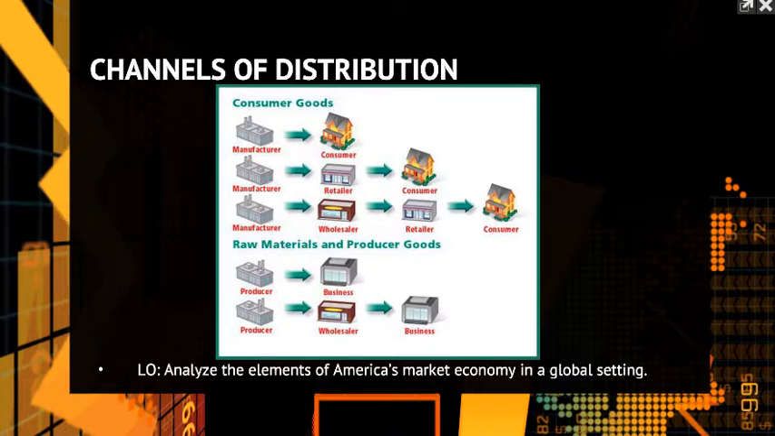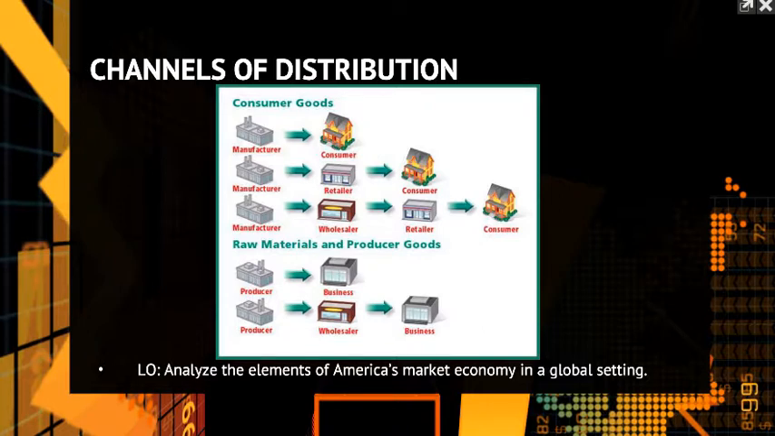Another possible distribution channel could be from manufacturer to wholesaler to retailer to consumer. And in this case, you have two middlemen. The manufacturer is going to make the product, sell it to a wholesaler who will mark up the product, selling it for more than what they paid, and then selling it to a retailer who will sell it once again, marking it up again to the consumer.